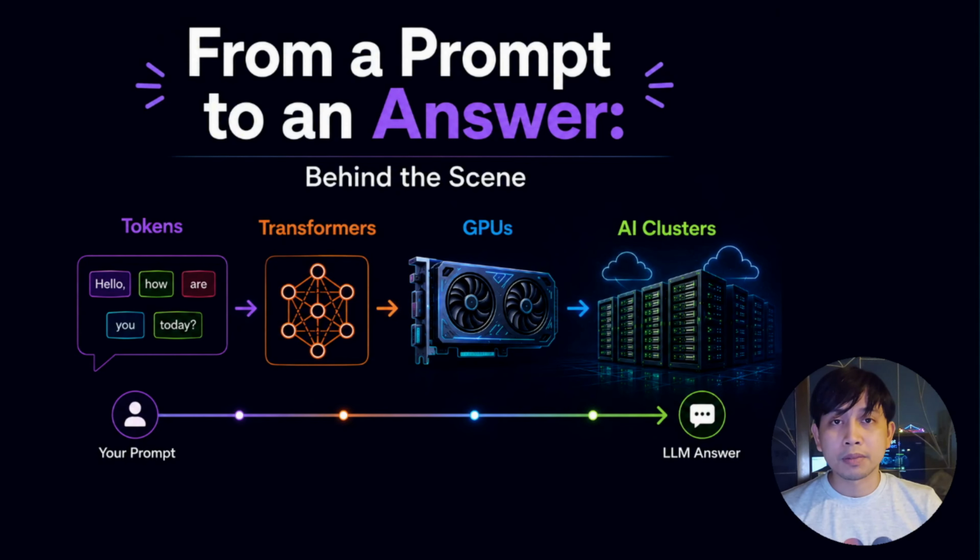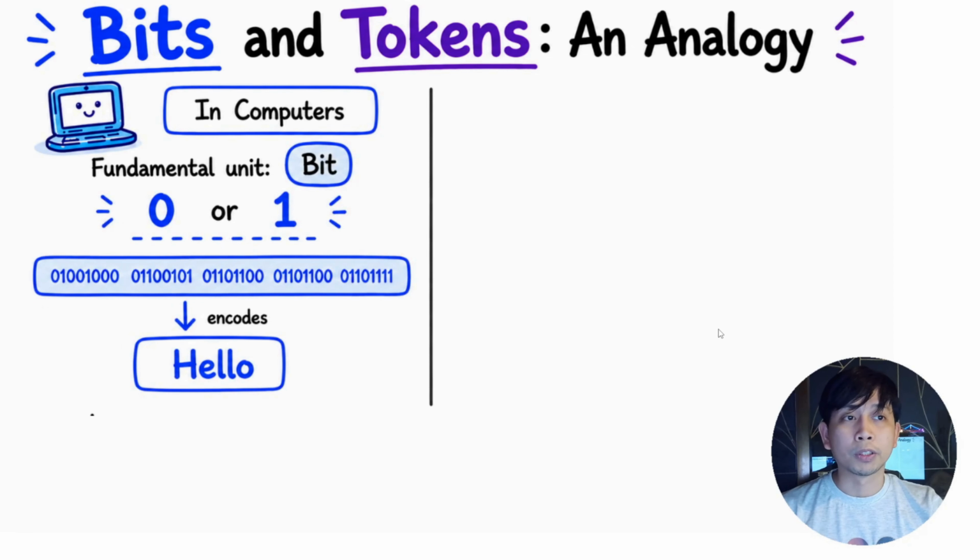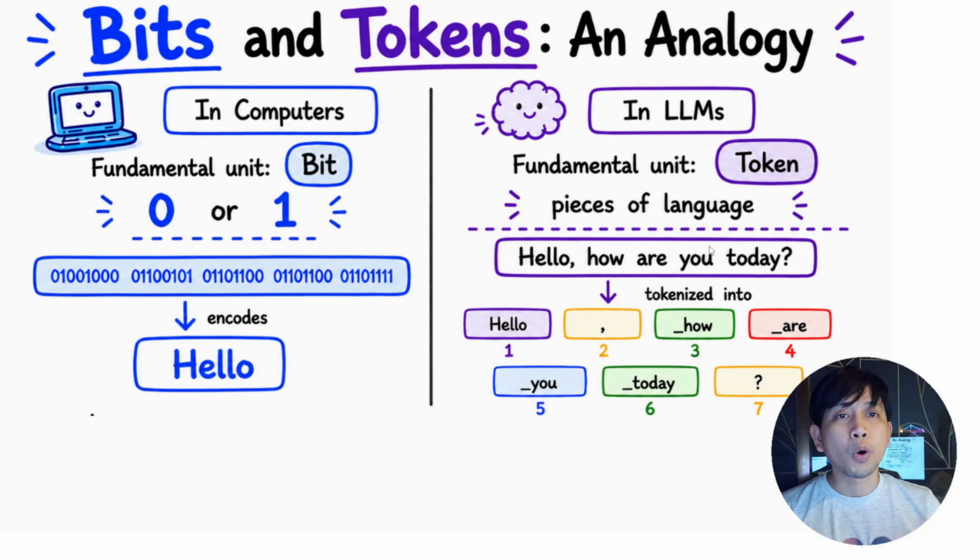Before we talk about LLMs, we first need to understand one important concept: tokens. What exactly is a token? One way to think about it is through an analogy. In traditional computers, the fundamental unit is called the bit. Everything stored in your computer, your files, your photos, your videos, your applications, is ultimately represented using bits, which are zeros and ones. Now, LLMs have their own fundamental unit, which is called a token.